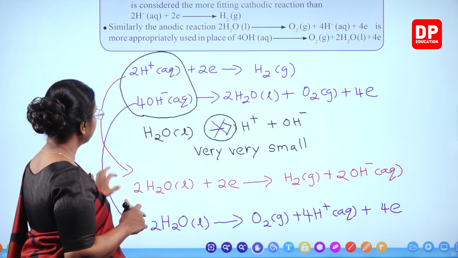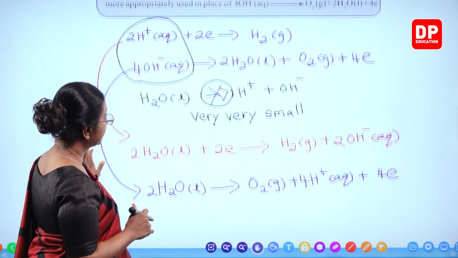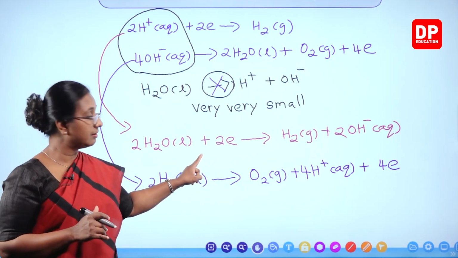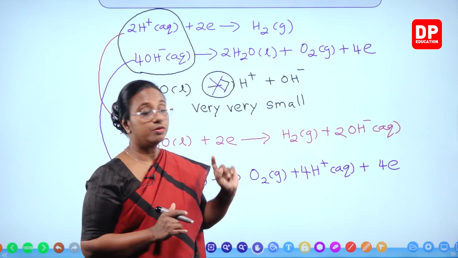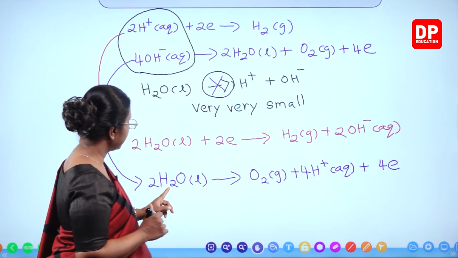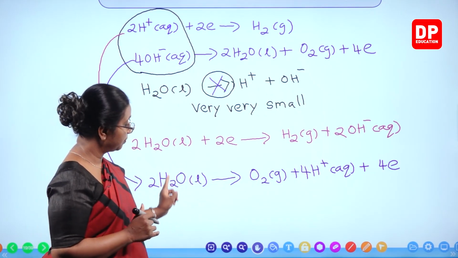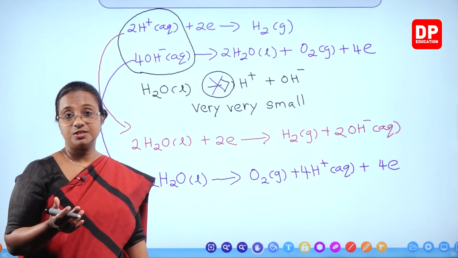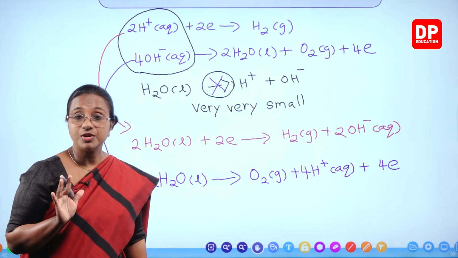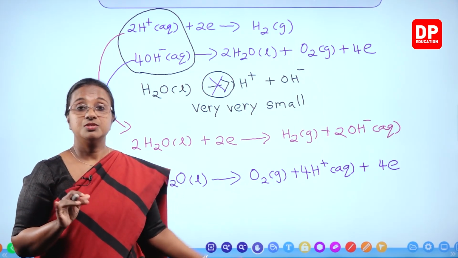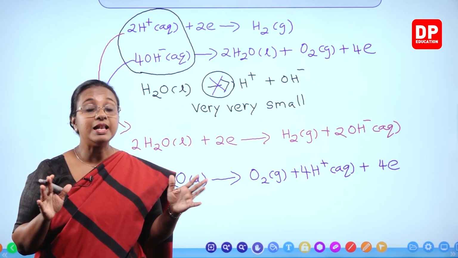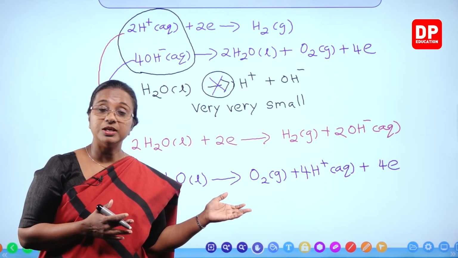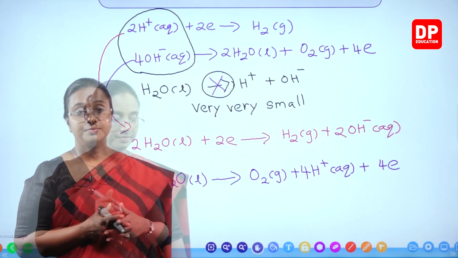So, because of that, instead of the first equation, we can write this as water taking up electrons and getting reduced to give H2 gas and OH minus ions. At the same time, water losing electrons to produce O2 gas and H plus ions, that is oxidation. Is that clear to you all? So, this is for you all to remember, students. So, there I have completed the electrolysis of aqueous copper sulfate solution. Now, I will move on to the next type of electrolysis.